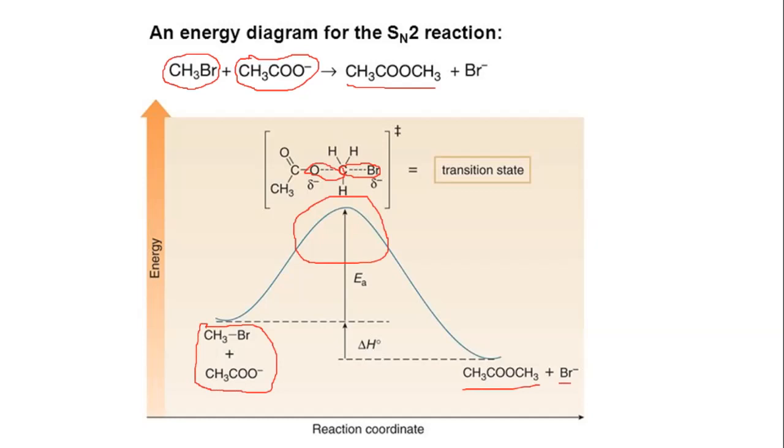These are characteristics of an SN2 reaction. You have both reactants in the first step. We only have one transition state, and one activation energy. And we form our products.